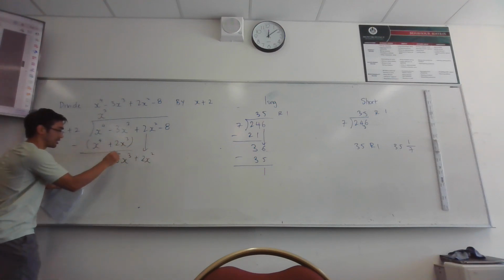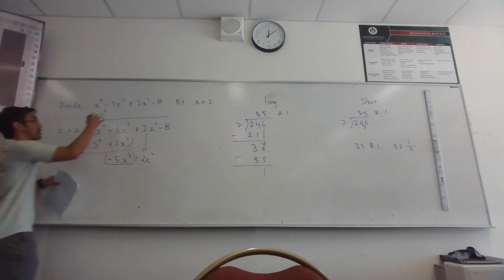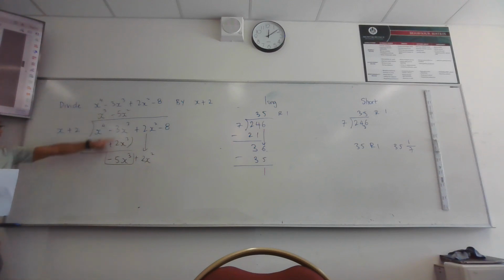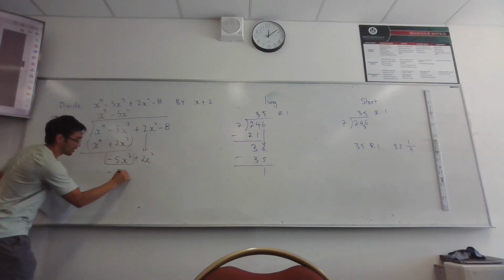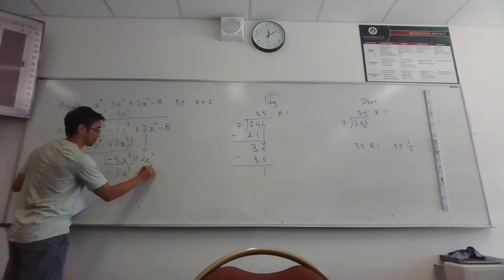Now let's focus on this guy here. What do I multiply x by to get a negative 5x cubed? 5x squared. Exactly. These two make this, so we can now take it away. But we must apply it to the 2. 2 times negative 5x squared, Nathan. Negative 10x squared.